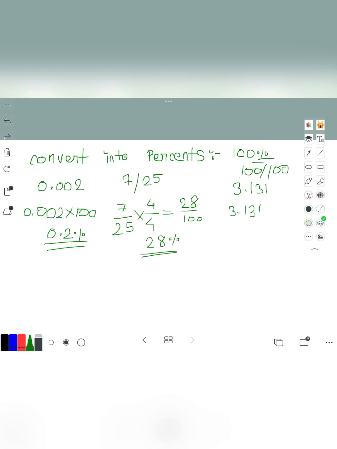Now 3.131, so it is the same as the first question that we have solved before. We'll just multiply it by 100 and we'll get the answer. Fine.